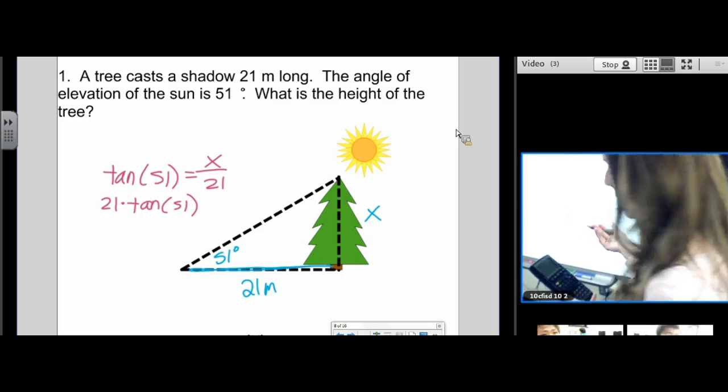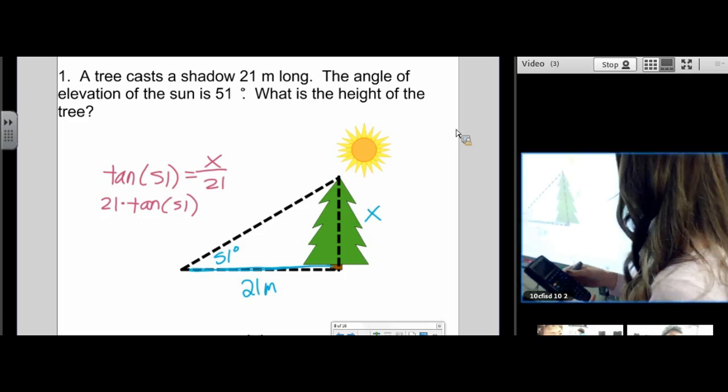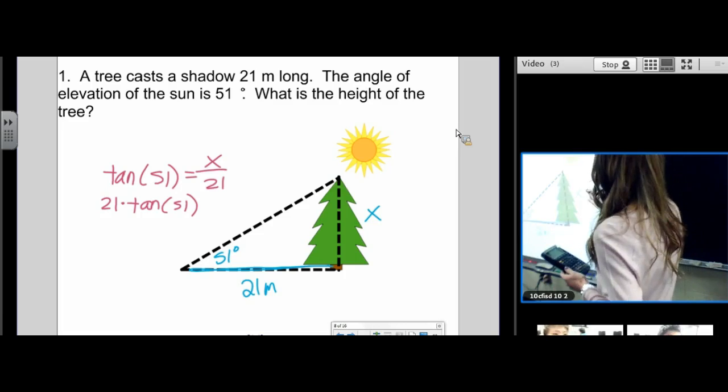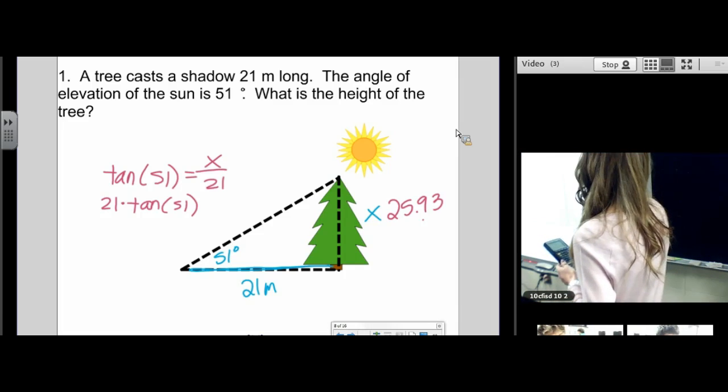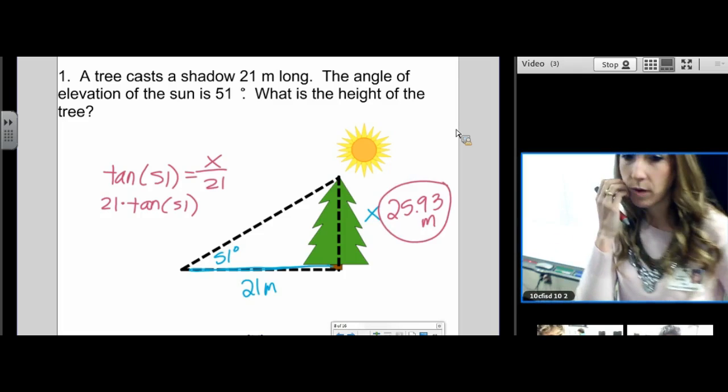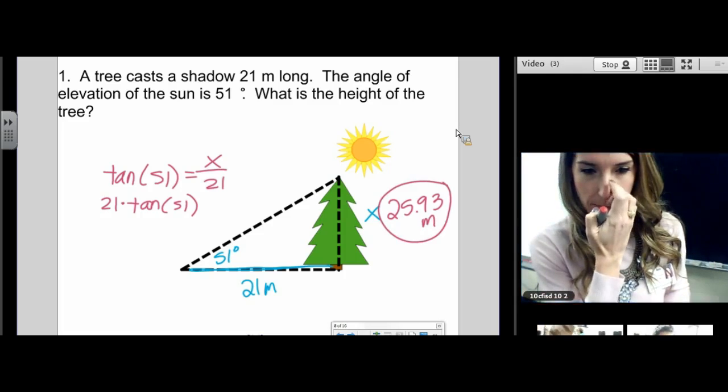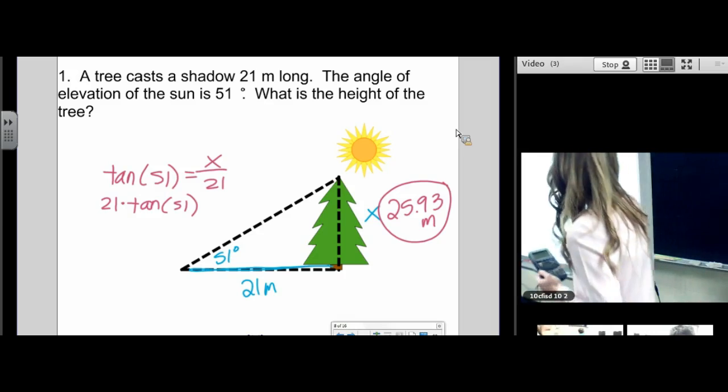We're going to round it to the nearest hundredth. So the tree would be 25.93 meters tall. Remember when we do word problems, we include units if necessary. Next one.